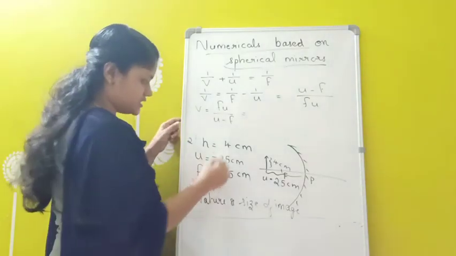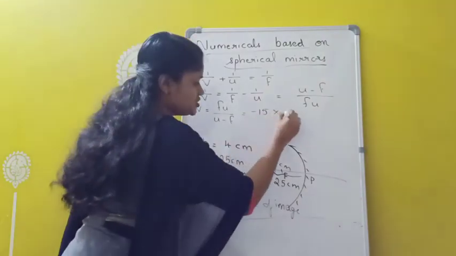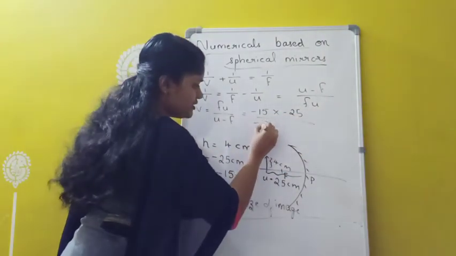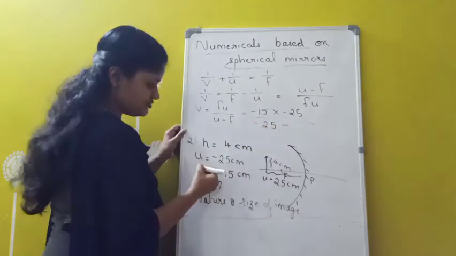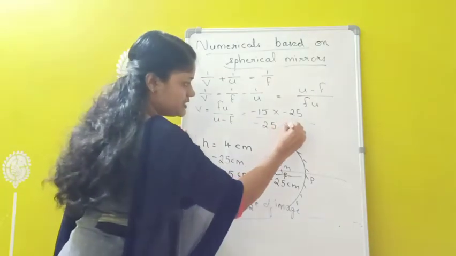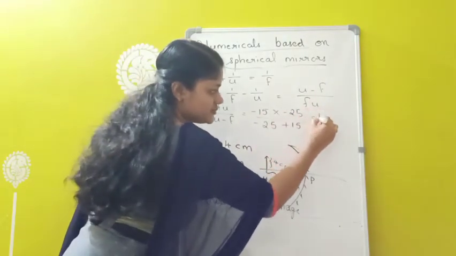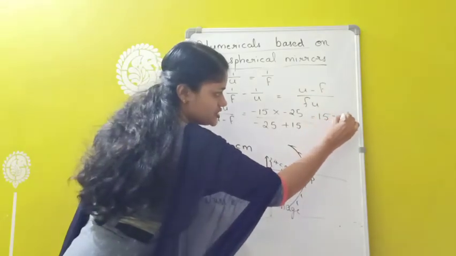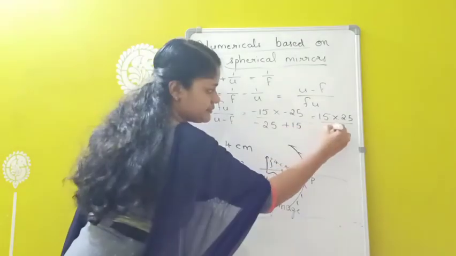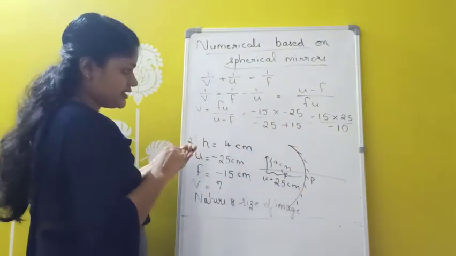So f is how much here? Minus 15, into u equals minus 25, divided by, again u is minus 25, minus f is 15. So minus into minus, here also minus, here also minus, so plus. Minus into minus becomes plus, so I am simply writing 15 into 25. Here minus 25 plus 15 means you will get minus 10.